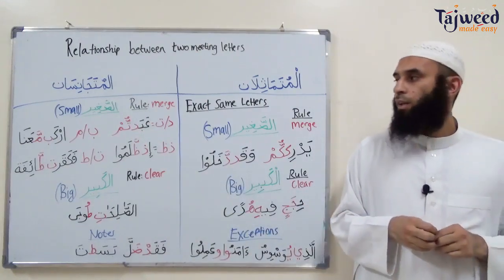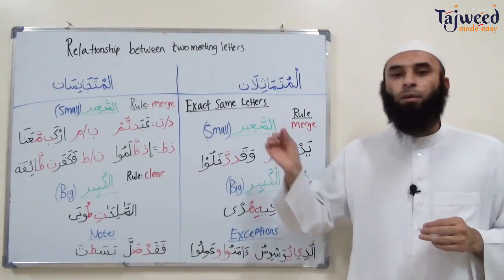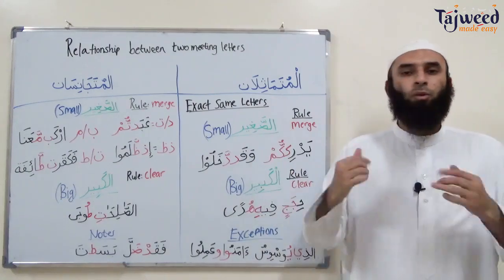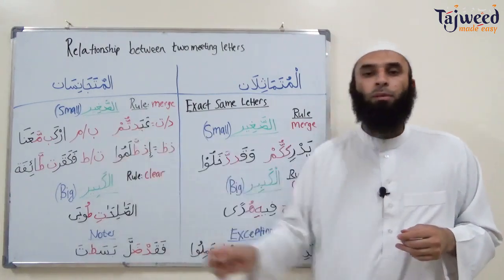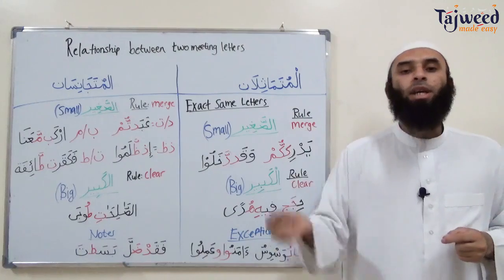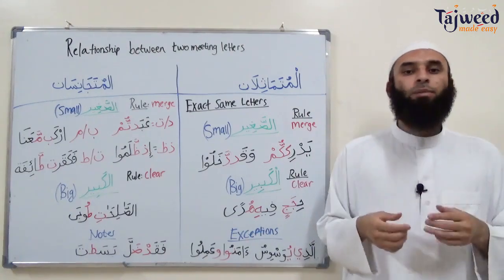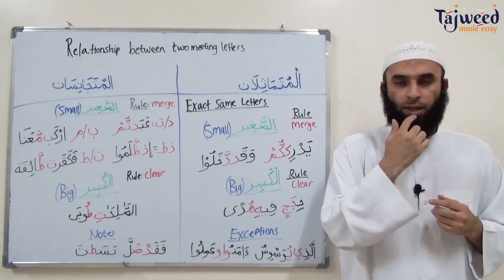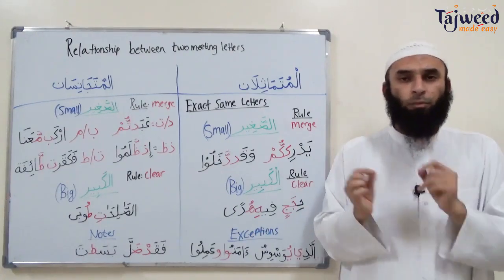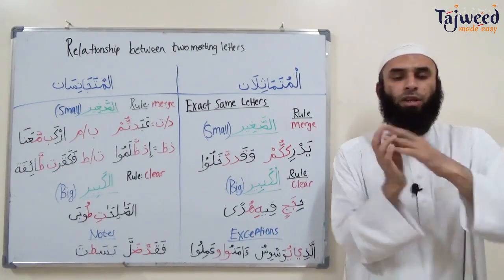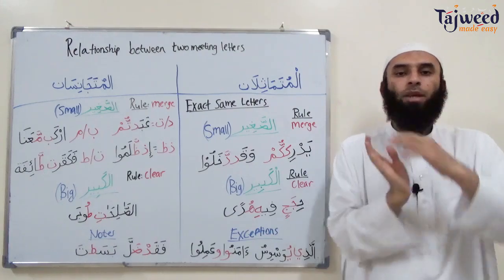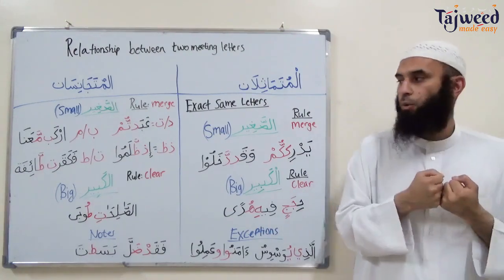Next example, ba and mim when they're next to each other. One place in the Quran, in Surah Hud, irkab ma'na. How do you pronounce it? We merge the ba onto the mim. So irkam ma'na. Why? Because the makhraj of ba and mim is the two lips when they touch each other. We did this in the makharij al-huruf.